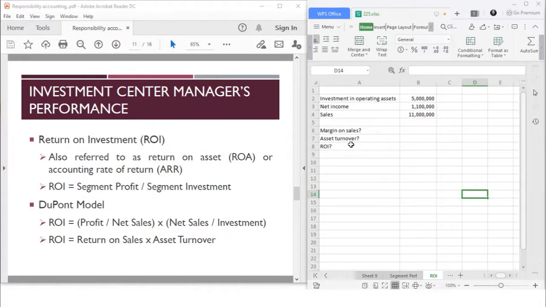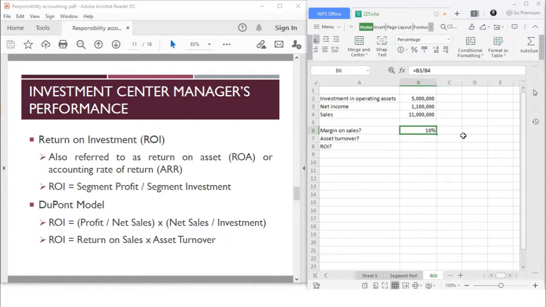Okay, so you have here an example. We have investment in operating assets of 5 million, net income of 1.1 million, and sales of 11 million. Now, if we are asked for our margin of sales, that is just another word for your return on sales. So your return on sales or margin of sales is just your net income, diba, or your profit divided by your net sales. So we have a margin of 10%. So meaning 10% of your sales ang nahimong net income. So man ang margin of sales.